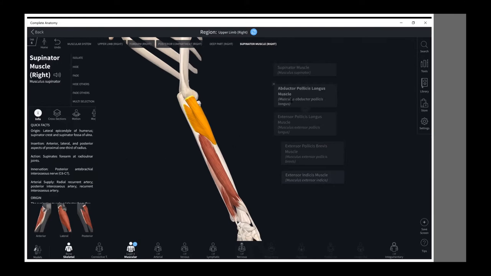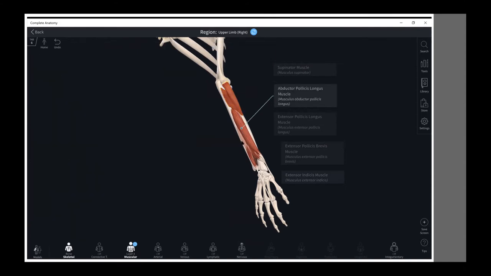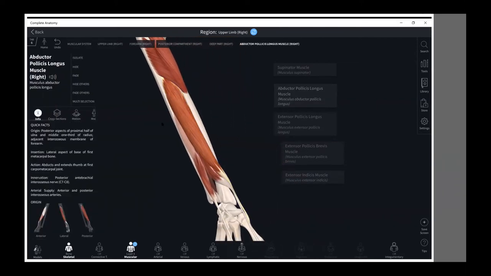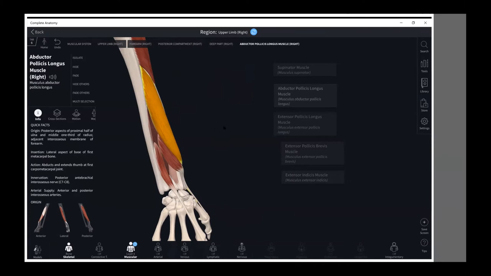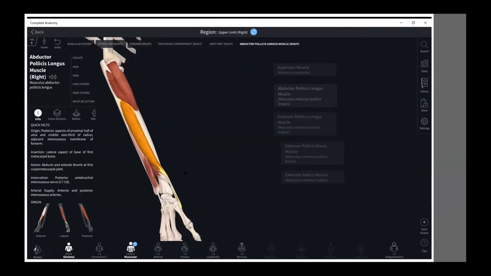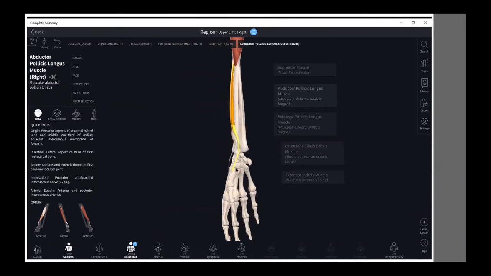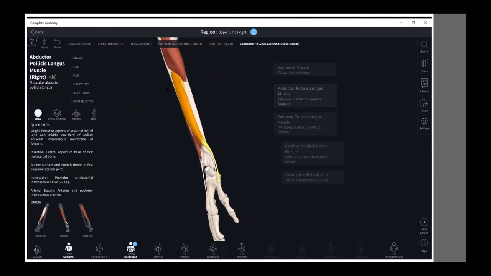We'll move to the abductor pollicis longus. Get that highlighted, and we can see that its origin is the posterior aspect of the proximal half of the ulna, and then the middle one-third of the radius adjacent to the interosseous membrane of the forearm. Its insertion is the lateral aspect of the base of the first metacarpal bone. Get that turned all the way. And it's that unique origin and insertion that gives that muscle its ability to perform its action, which is abducting and extending the thumb at the first carpometacarpal joint. Again, innervation is C7, C8.